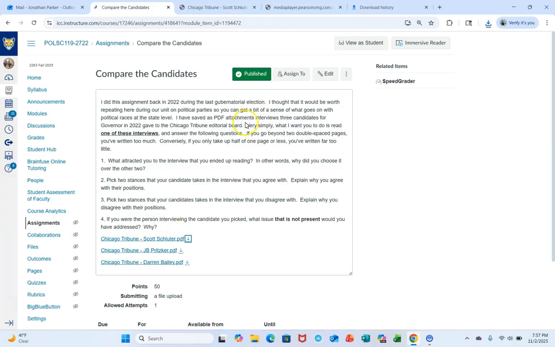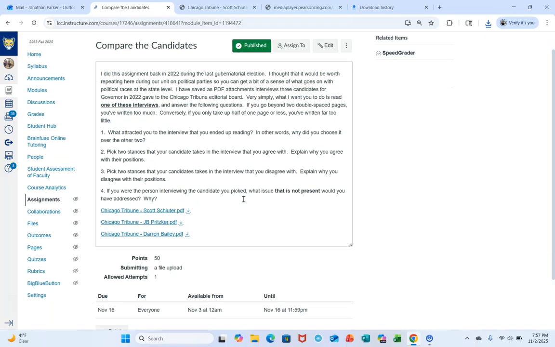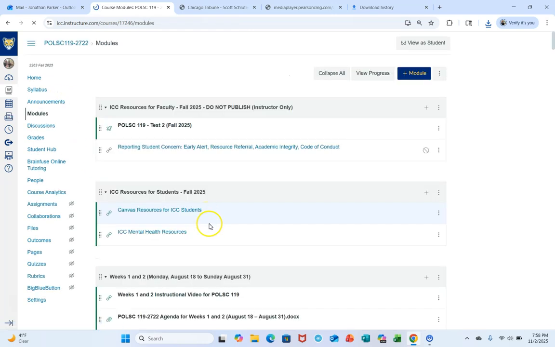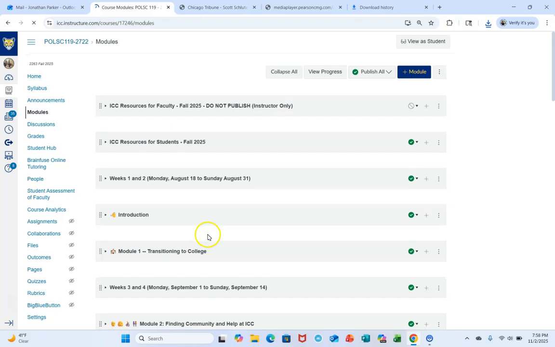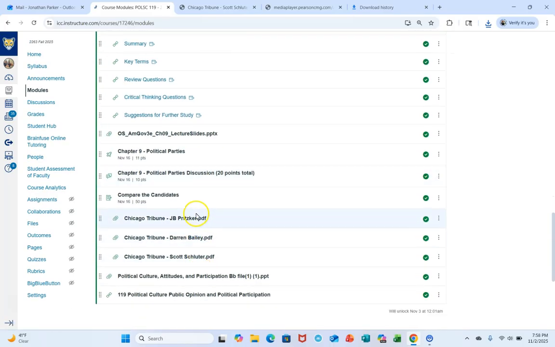As far as spacing goes, if you go beyond 2 double-space pages, you've written too much. Conversely, if you only take up half of 1 page or less, you've written far too little. And I consider this a bigger writing assignment, so I attached the points accordingly. Then, just in case, the PDFs are linked there also.